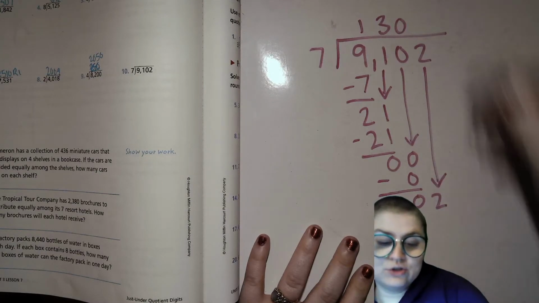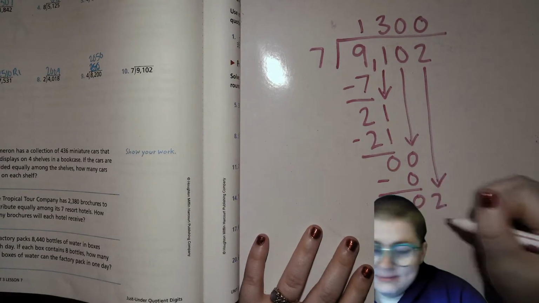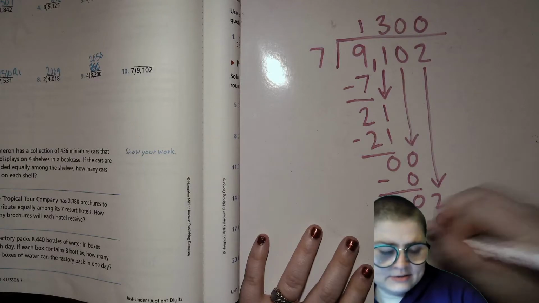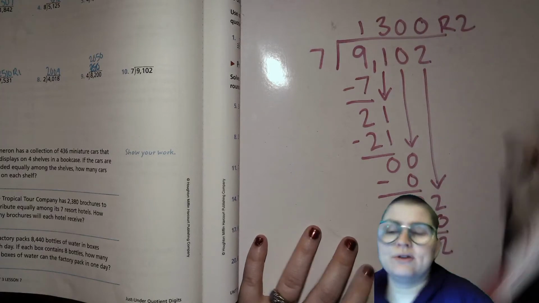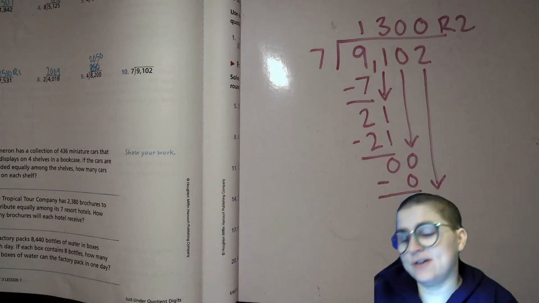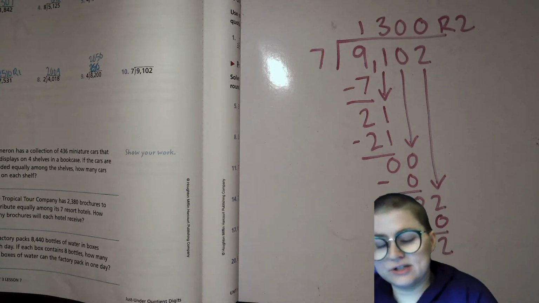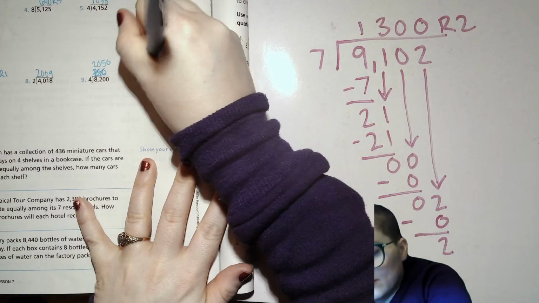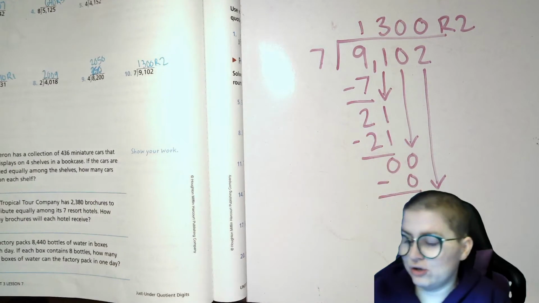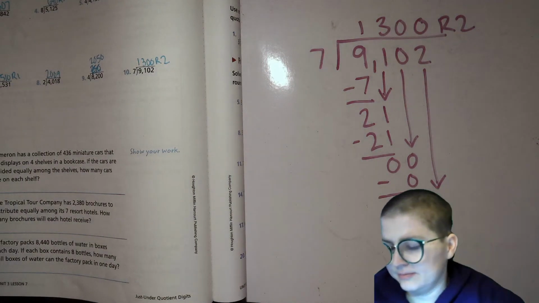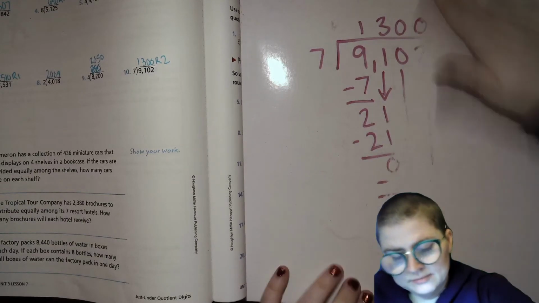7 goes into 2, also 0 times. 0. Remainder 2. So important that you have those zeros holding that place value. Otherwise, someone's going to think you have like 13, which is like so different, right? 1,300, remainder 2. All right.